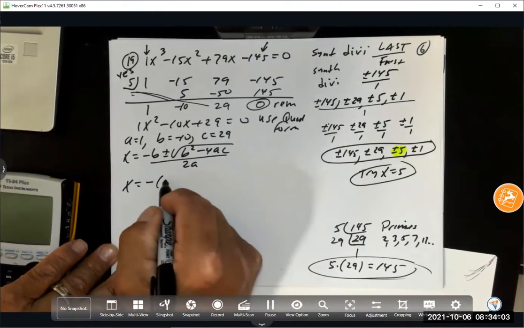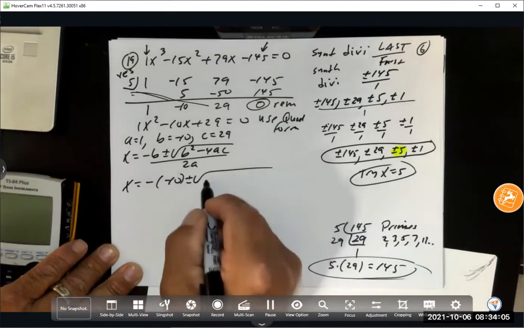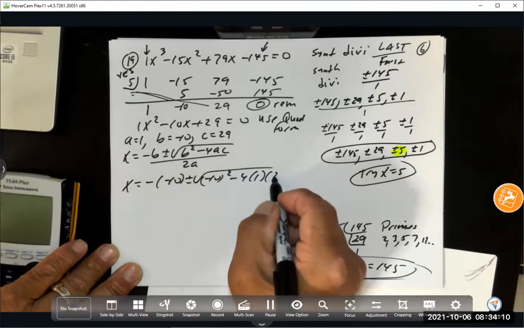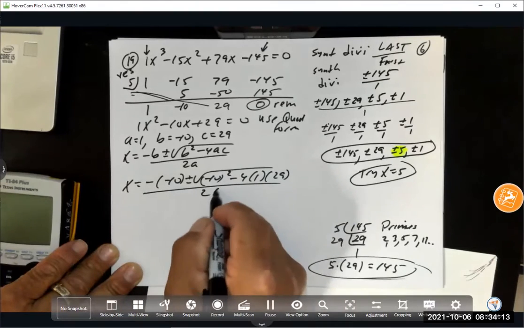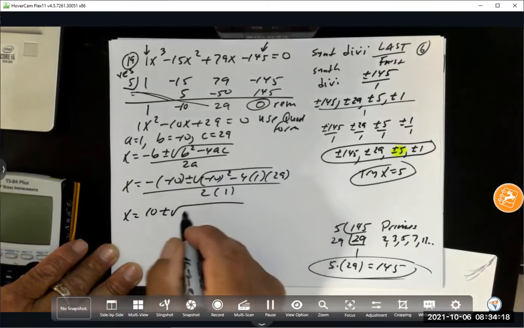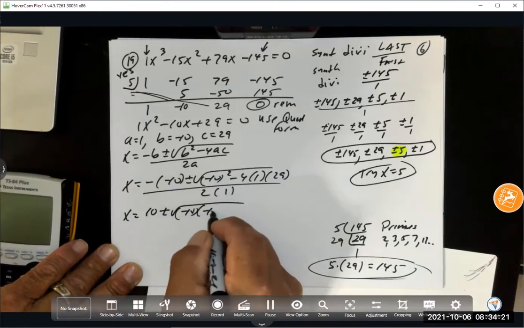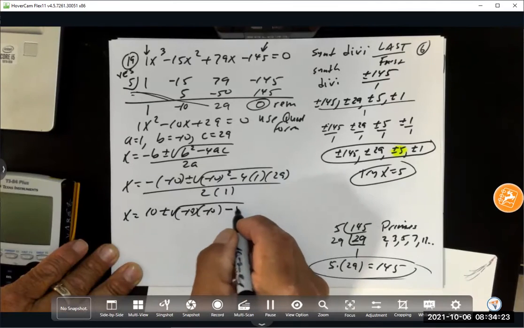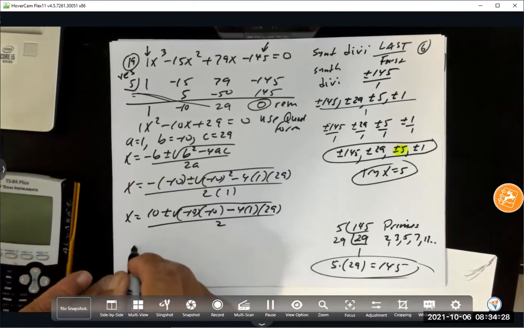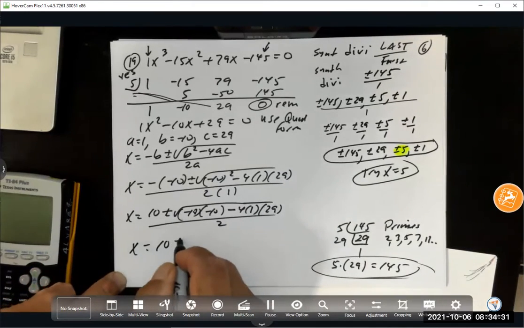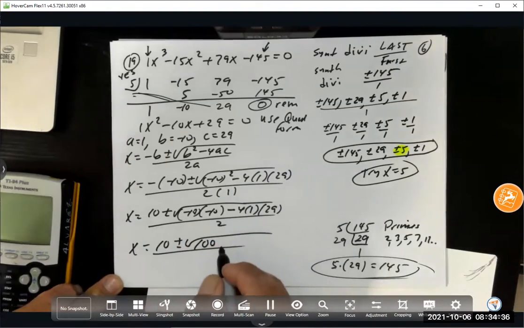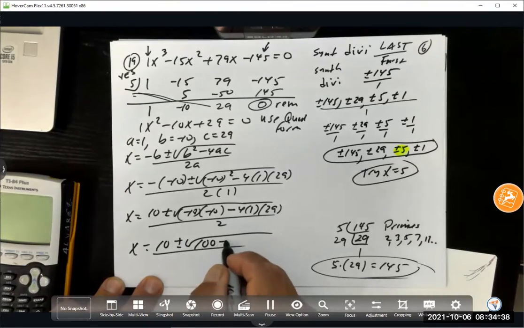All right, so x is -b plus or minus the square root of b squared minus 4ac, over 2a. So b is -10, and -10 squared right here, minus 4 times a times c, over 2 times a. So it looks like I have 10 plus or minus the square root of -10 times -10 minus 4 times 1 times 29, over 2. So let me see how to do this real quick. Negative 10 squared is 100. And 4 times 29 is 116.